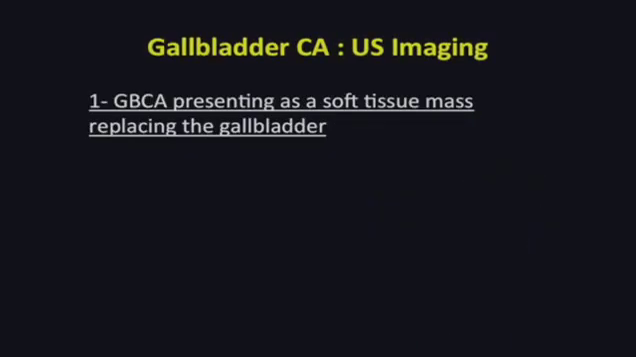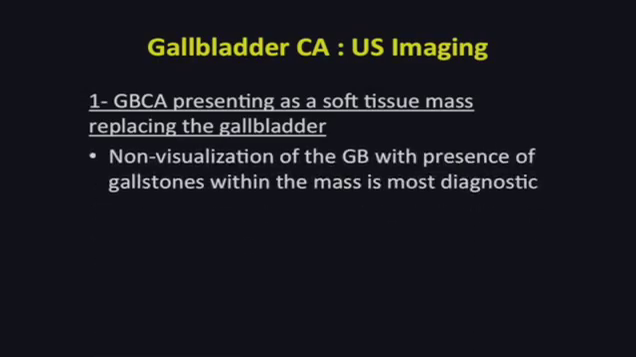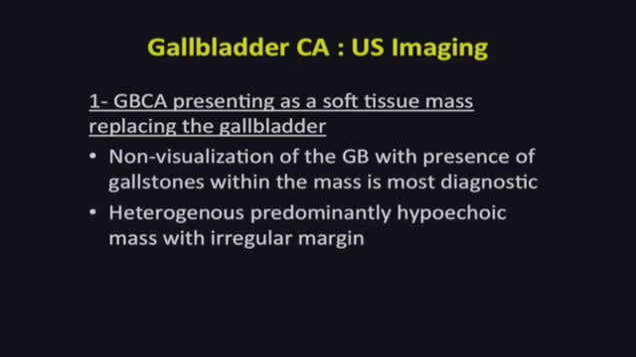So let's take a look at the ultrasound imaging features of gallbladder cancer. First, the first pattern, gallbladder cancer presenting as a soft tissue mass replacing the gallbladder. When the cancer has totally replaced the gallbladder on ultrasound, we see non-visualization of the gallbladder with the presence of gallstones within the mass, and this is usually most diagnostic.